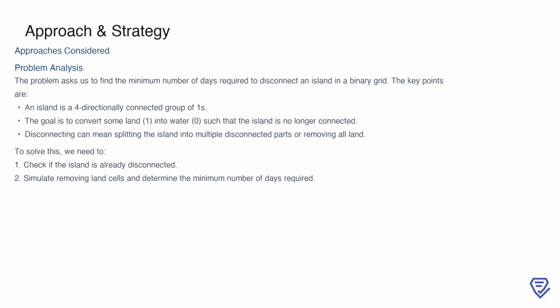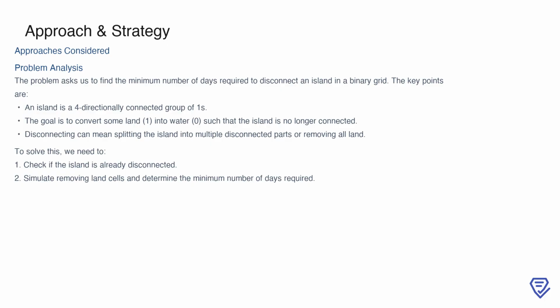The problem can be broken into 2 main steps. First, we need to check if the island is already disconnected. This can be done using graph traversal techniques like DFS or BFS. Second, we simulate the removal of land cells to see how the structure of the island changes.